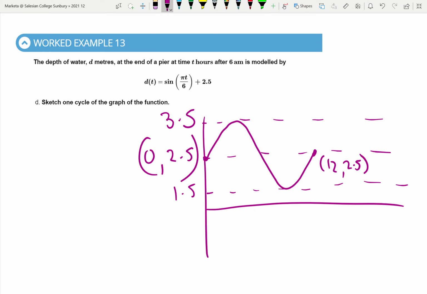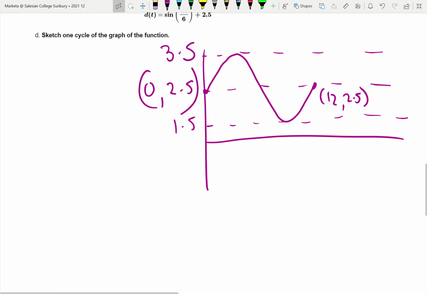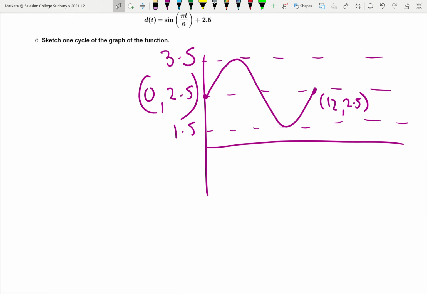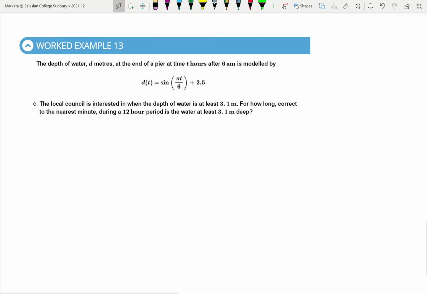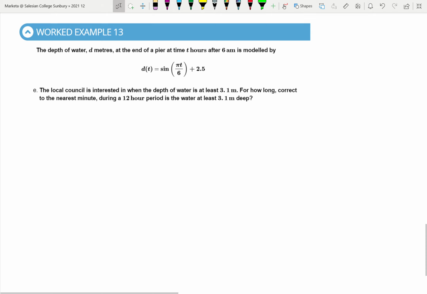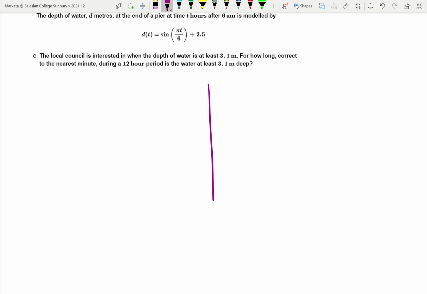So really, as I said before, you are much more clever to sketch the function, or at least draw it on CAS, so that you can really see what you're looking at before you start answering the other questions, because most of your answers you can see from the graph anyway. Okay, last bit. So now the council is interested in when the depth of the water is at least 3.1 metres. For how long, correct to the nearest minute, during a 12-hour period, is the water at least 3.1 metres deep? So this is quite a common question.